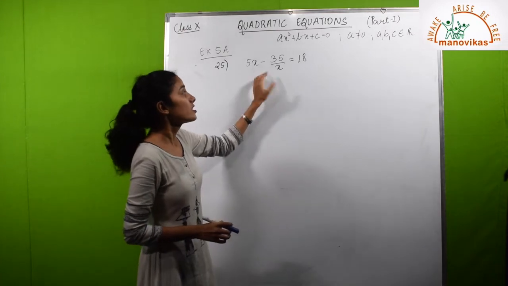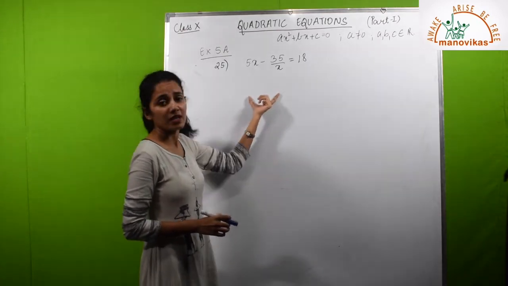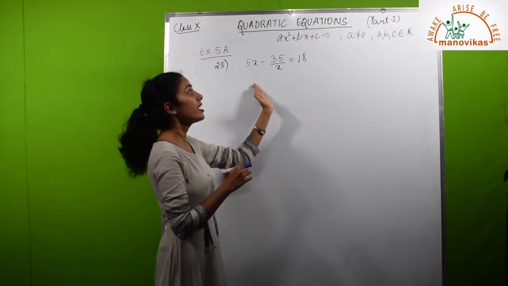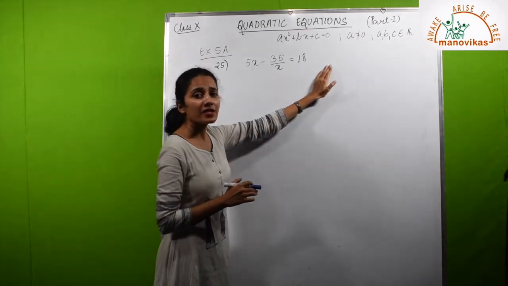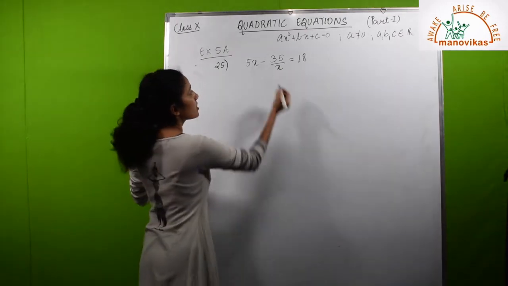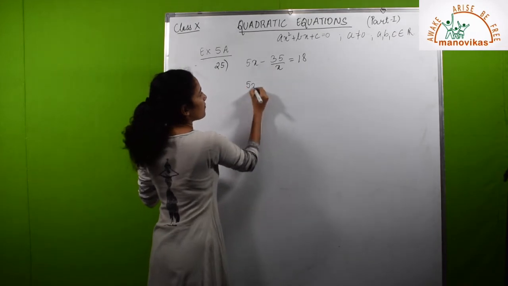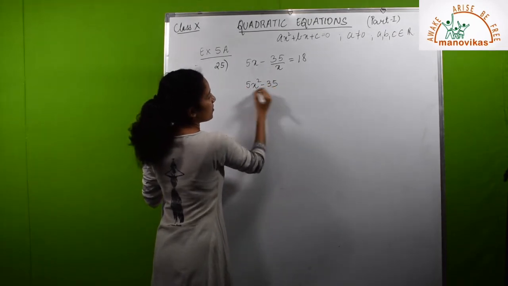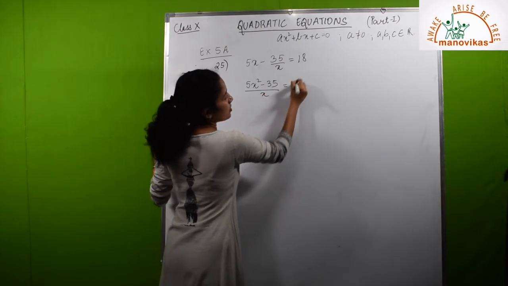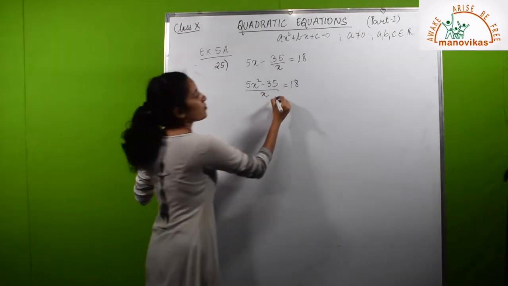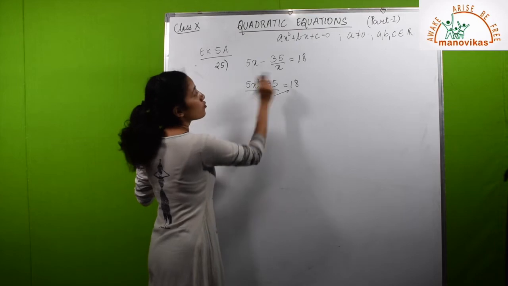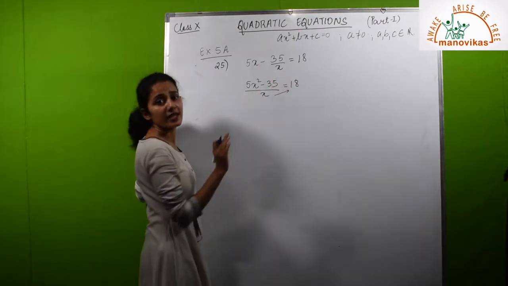So the first thing is you will take LCM here on the left hand side, and then you cross multiply it to the right hand side. How do we do this? First taking the LCM, so I have 5x square minus 35 divided by x is equal to 18. Next step is you cross multiply it. Don't cross multiply it before taking the LCM.